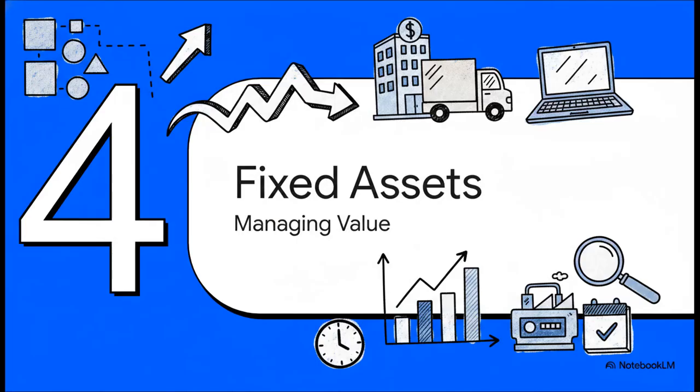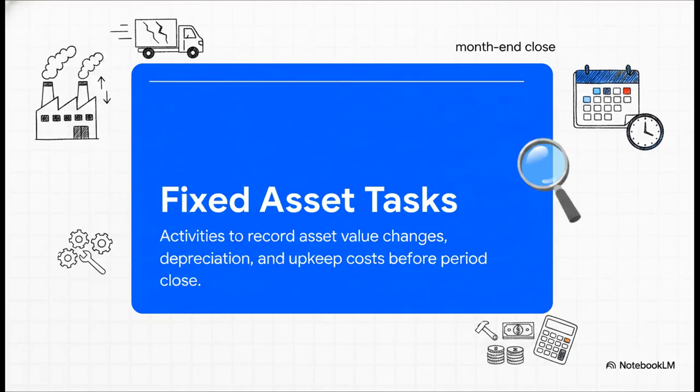Congratulations! You've successfully navigated the core ledgers. We are now heading into our final major module, Section 4, Managing Your Fixed Assets. Let's ground ourselves for a second with a clear definition of what we're actually trying to achieve here. Every single month, the physical equipment, the vehicles, the property our company owns, they all change in value. They experience normal wear and tear, maybe they appreciate, or maybe they require some major repairs. Our fixed asset period end tasks are simply the activities we perform to accurately record those asset value changes, calculate depreciation, and capture any upkeep costs before we officially close the period.